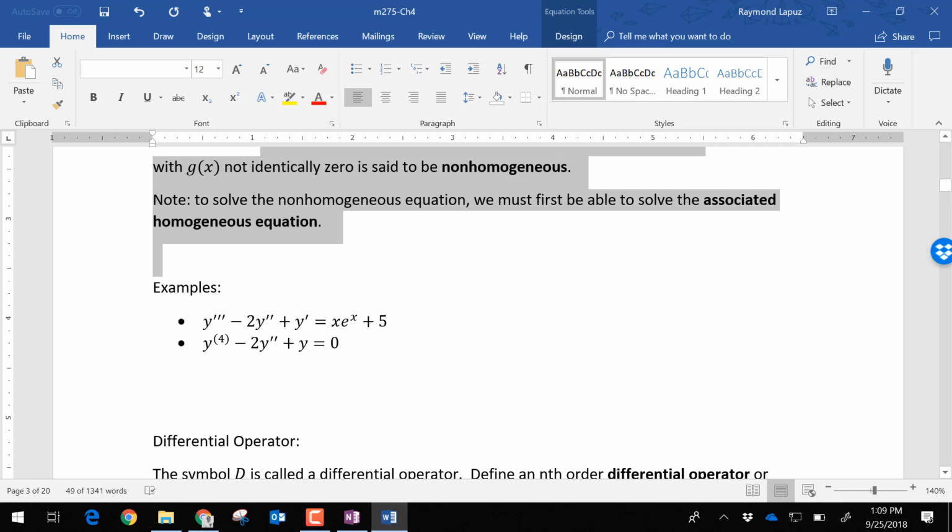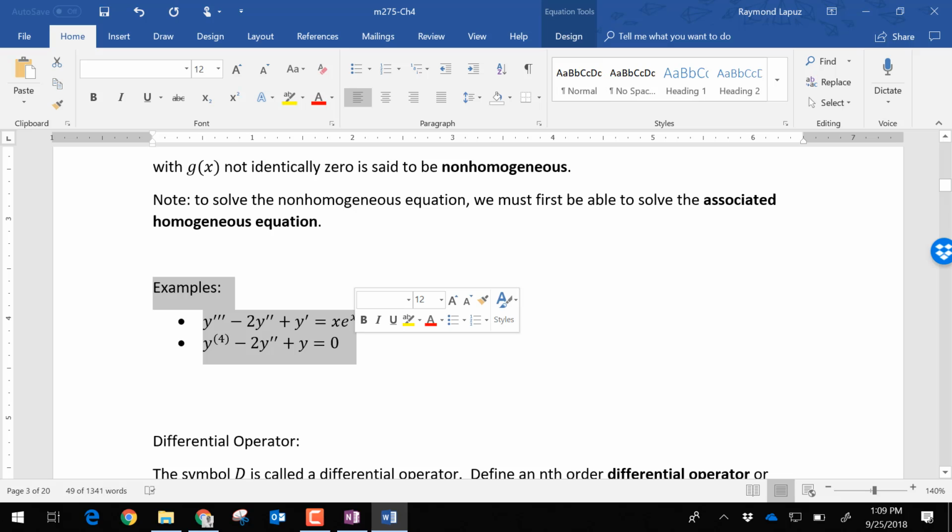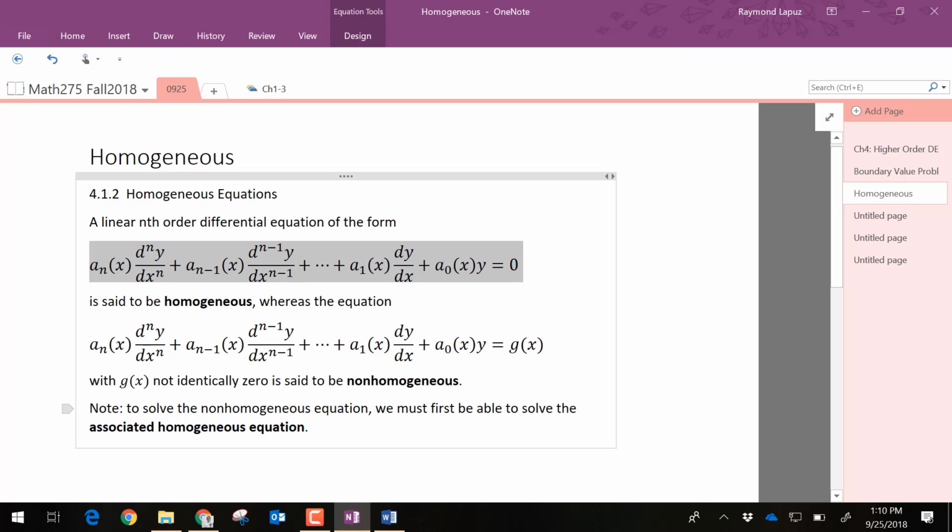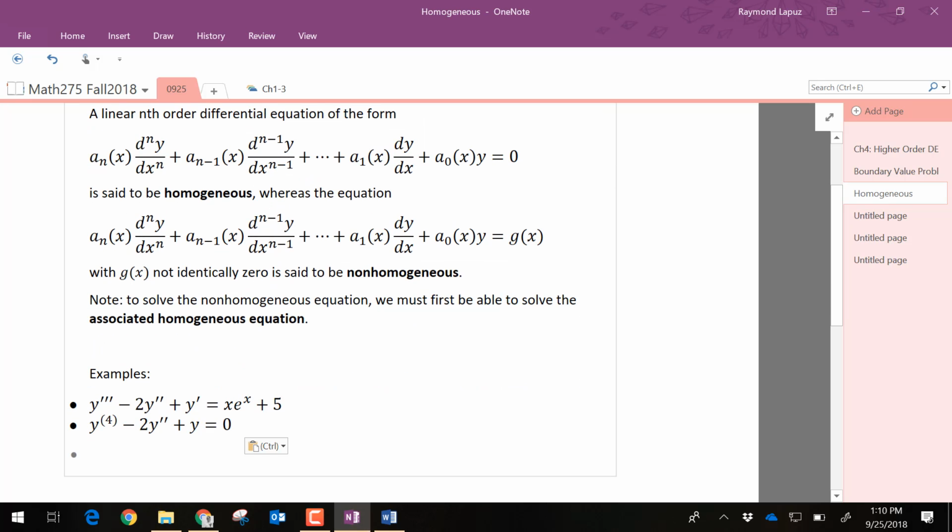So just in terms of classifying, let's talk about these examples over here. The first one is what order? This is a third order. This is linear because the y's are not taken to any weird composition with any other functions. Third order linear, non-homogeneous.